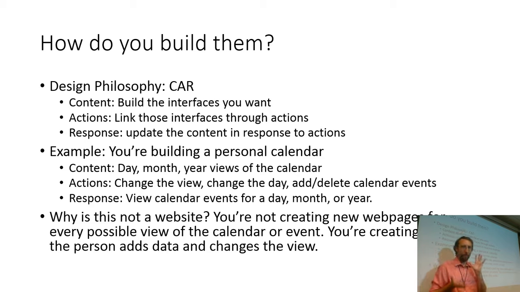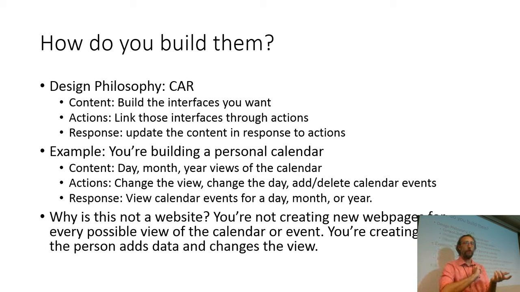So an example here is you're building a personal calendar, and the content is your day, your month, or your year view. If you were looking at your calendar, you can see your week, you can see the month, I don't think you can see your year, probably not much. But there are very standard interfaces for these things, and you can put in whatever you want, but they're always going to show up in that same kind of week or day interface.